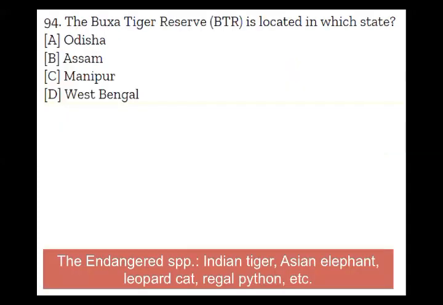The Buxa Tiger Reserve is located in which state? Orissa, Assam, Manipur, West Bengal. Buxa is one of the very well-known tiger reserves of West Bengal, which is a part of Alipurduar district of West Bengal.